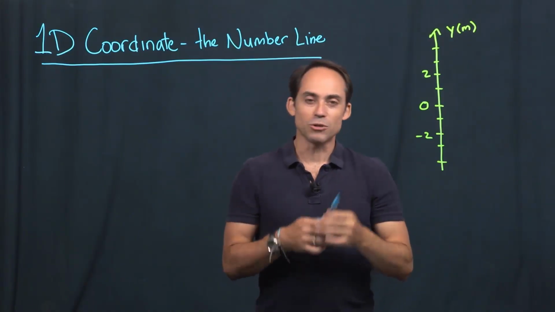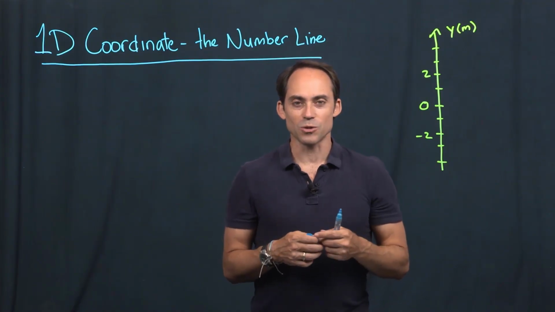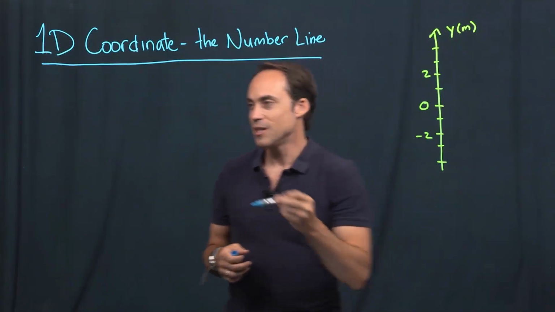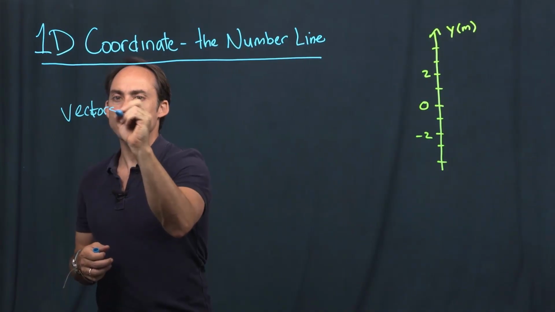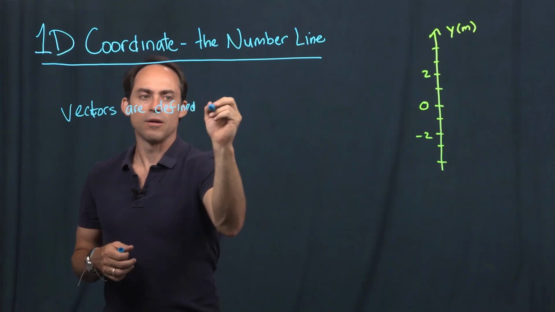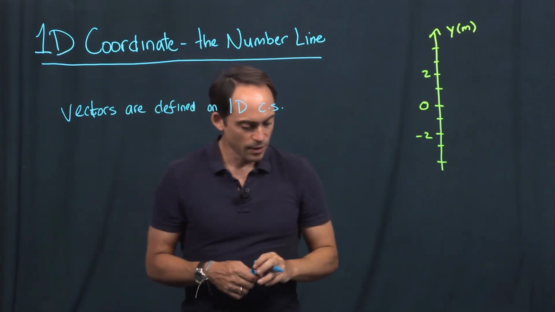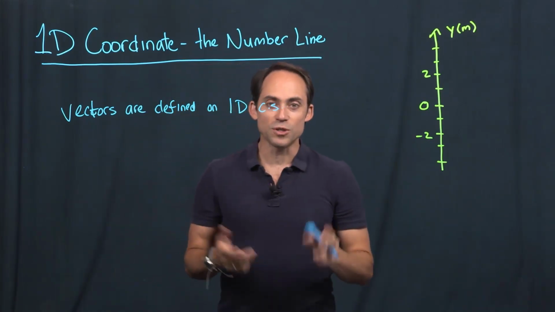Now, usually the 1D coordinate line system is very easy to work with, but a common misconception is whether or not there are vectors defined on the 1D line, and in fact there are. So let me make sure that that's clear, that vectors are defined on the 1D coordinate system. All right, so as an example, let's imagine that I have two displacement vectors.